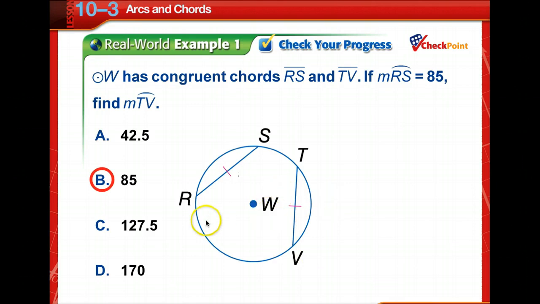So here we're shown that these chords are congruent, and we're told that the measurement of arc RS is 85, and since the chords are congruent, we know that the measurement of arc TV is also 85. Very good job.